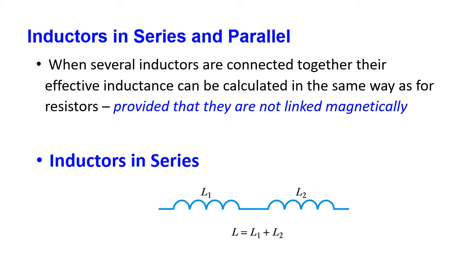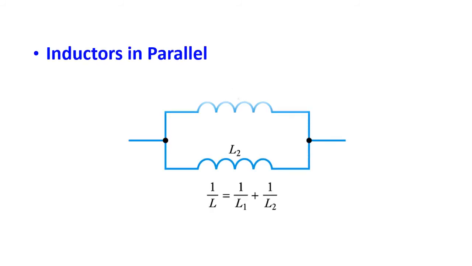Now, if these two inductors are connected in parallel, so inductors are in parallel according to the diagram, then resultant, as like resistors connected in parallel, resultant resistance decreases. Similarly here inductance also decreases, self-induction decreases. So 1 by L equals 1 by L1 plus 1 by L2.